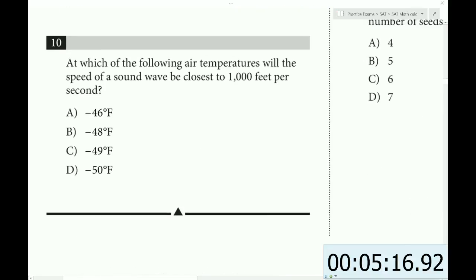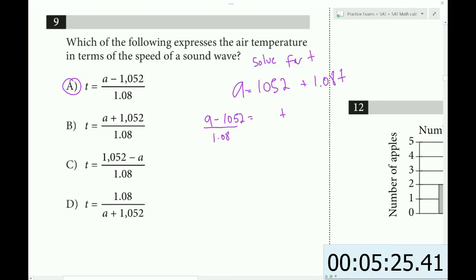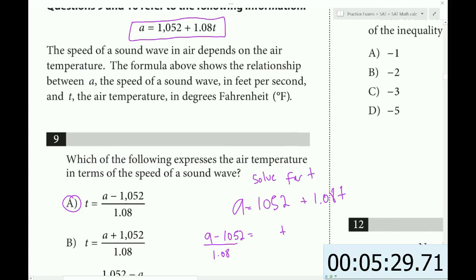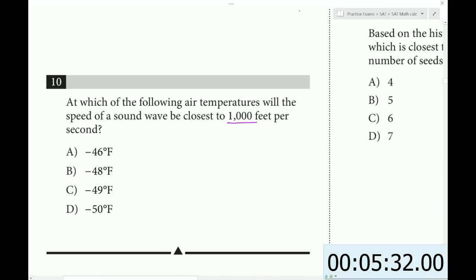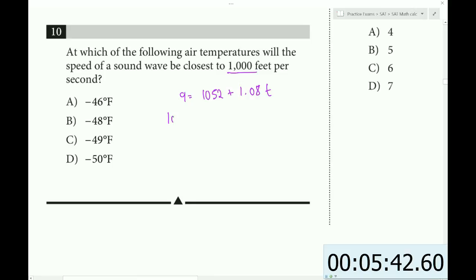Which of the following air temperatures will be the speed of sound closest to 1,000? Okay, so we want the speed of sound to be 1,000. So A equals 1052 plus 1.08 times t, and we want this to be 1,000. Is 1052 plus 1.08t.